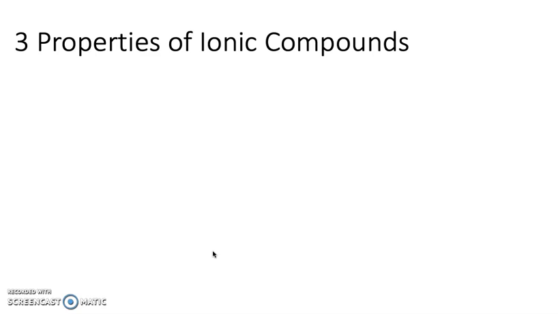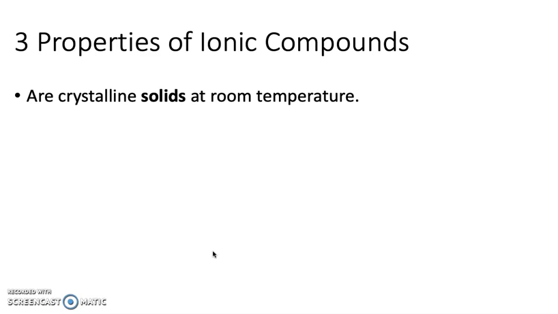Okay, now 3 properties of ionic compounds. Very important. First, they are all crystalline solids at room temperature. So ionic compounds are all solids; there are no liquid ionic compounds. They have very high melting points. If you take a hot pan and throw salt on there, it's not going to melt. It will not melt.